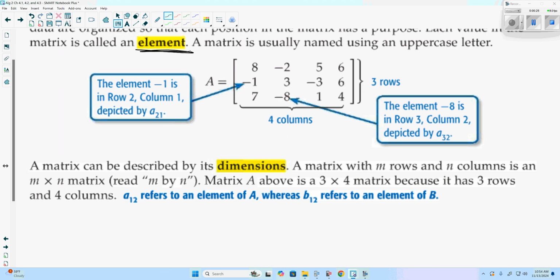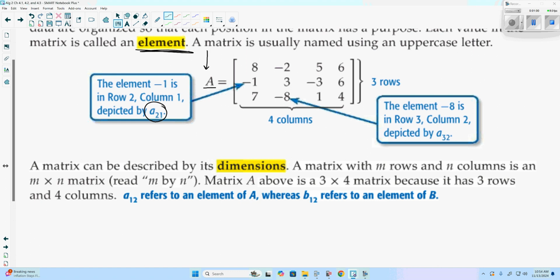Each number inside a matrix is an element. So 8, -2, all these numbers in matrix A are elements. Now, we always denote the matrix by a letter, and it's going to be a capital letter. So we'll call it matrix A, capital letter A, or B, capital letter B, C, D. Whatever we call the matrix is always going to be a capital letter. Now, their elements are going to be the lowercase form of that letter. So since this is matrix A, each element is going to be denoted as lowercase a.